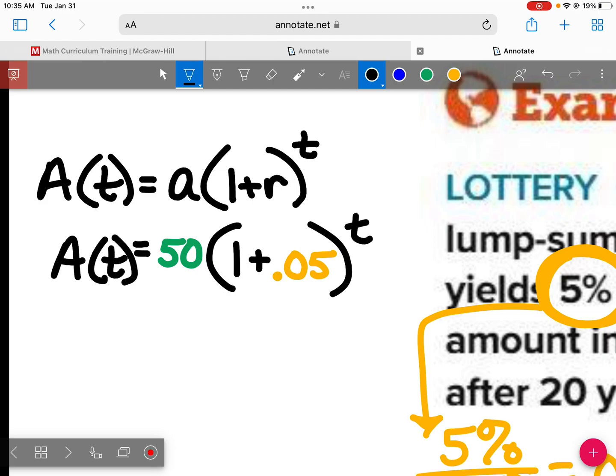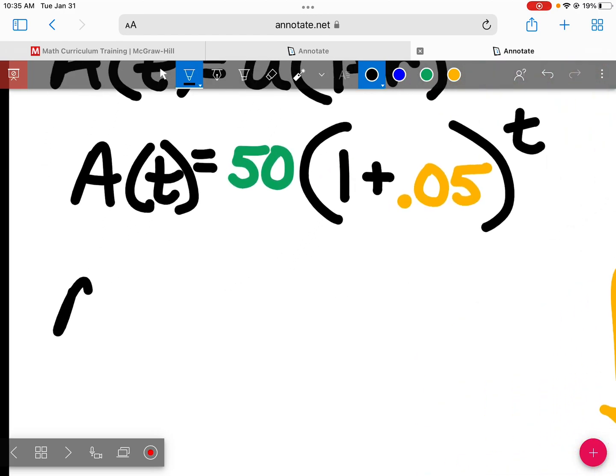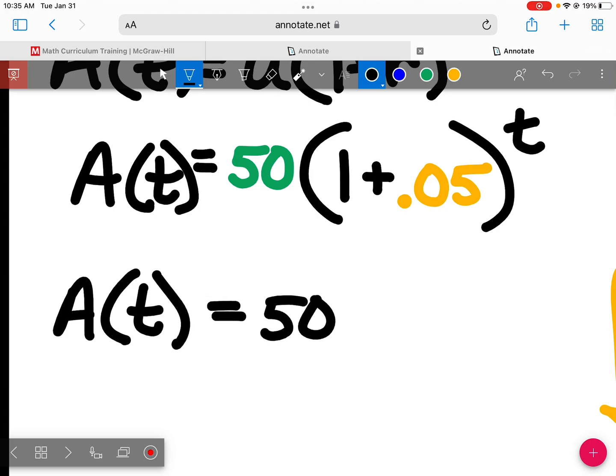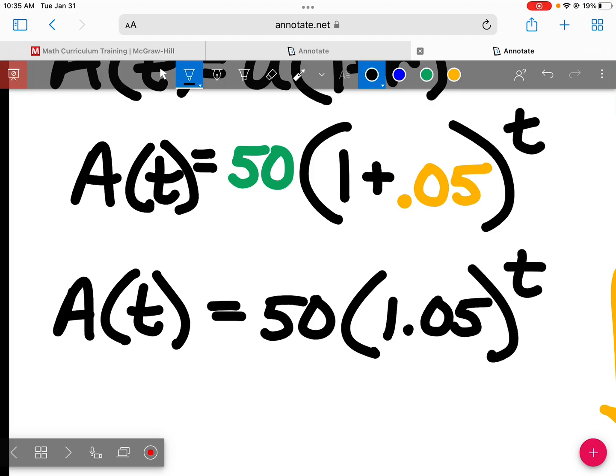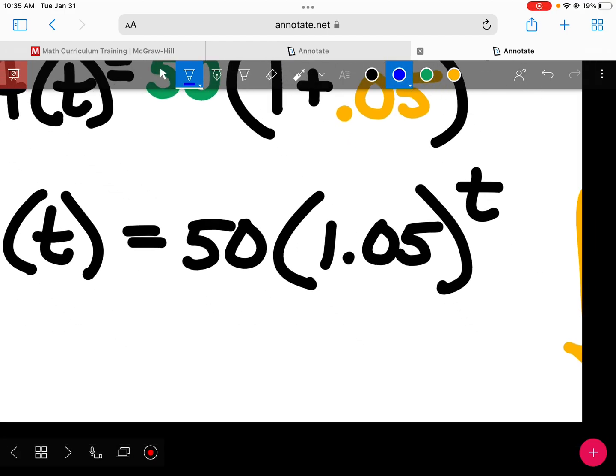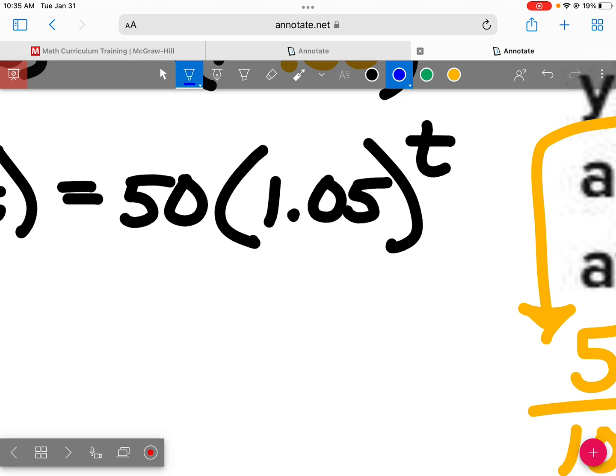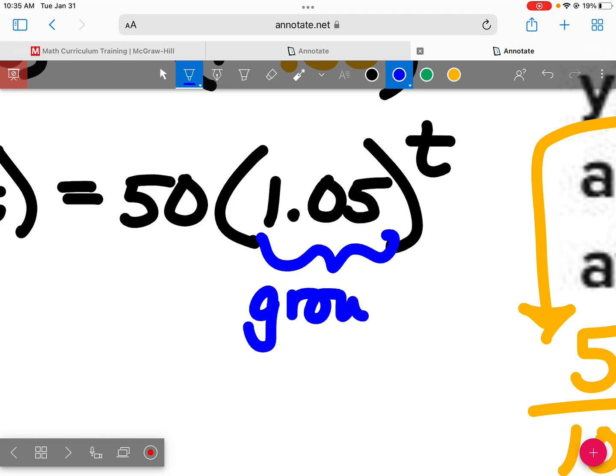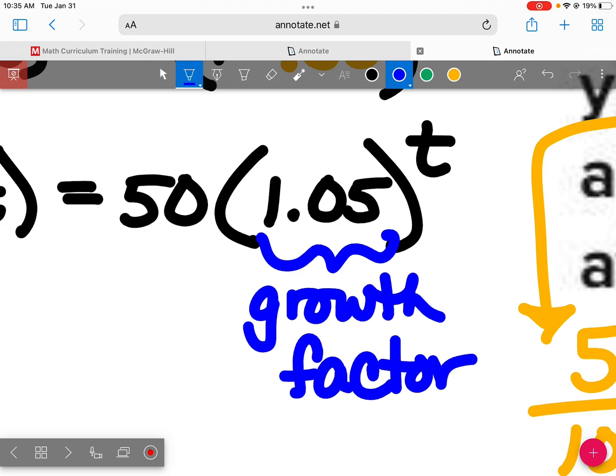Can I simplify those parentheses at all? What happens when I add those two numbers together? I get 1.05. So what is my growth factor? 1.05 is my growth factor, yes. We will finish this problem tomorrow, and we'll do the check, going over those big ideas that we need to cover.